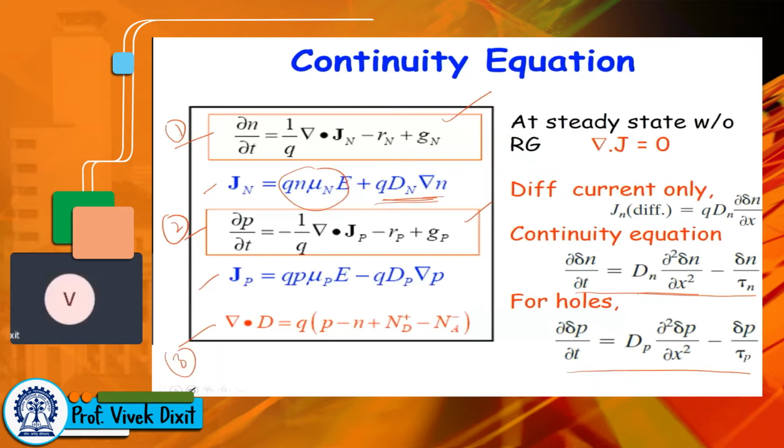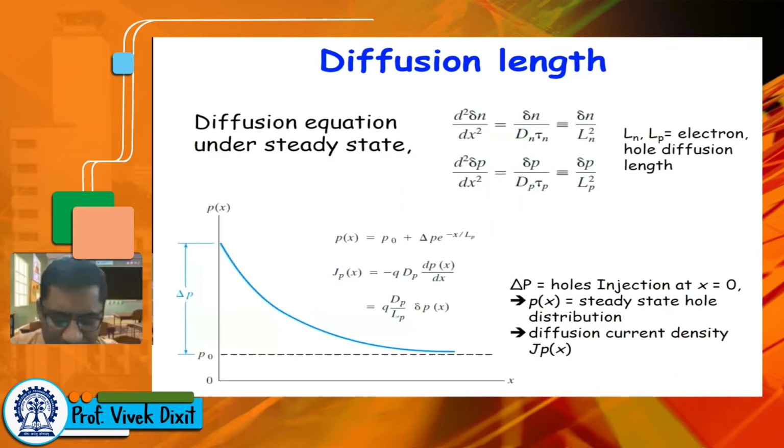Then let us discuss the concept of diffusion length, right? Last class we discussed it, but let's begin from here. So diffusion length is basically defined as square root of D tau, where D is the diffusion coefficient and tau is the carrier lifetime, right?